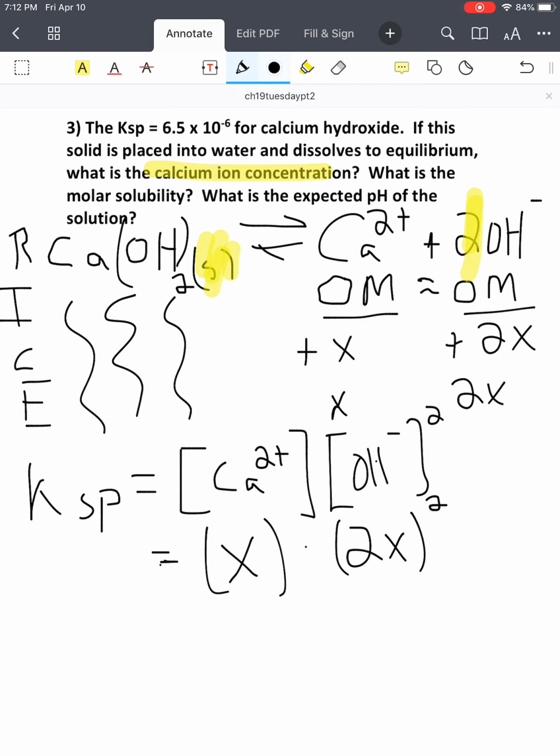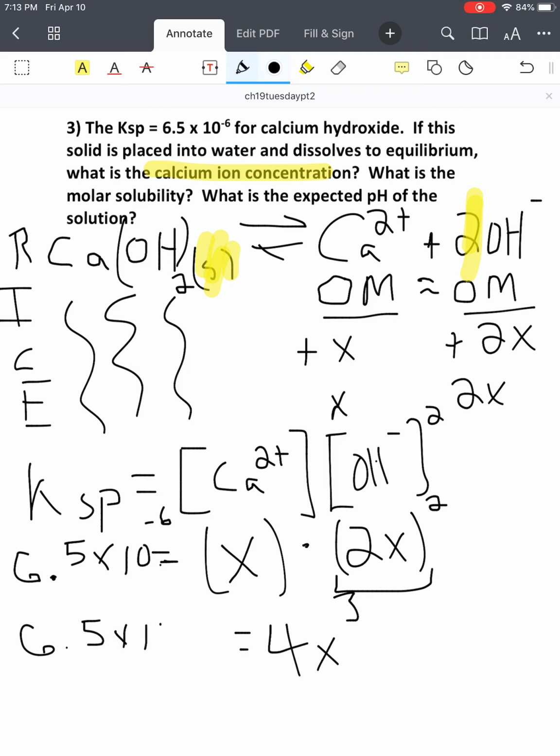Now we solve for x just like we would in any other equilibrium problem that we've worked. We know that the KSP is 6.5 times 10 to the minus 6. So you substitute that in, set it equal to x times 2x squared, and you basically solve. So the first thing I do is square this 2x, which makes 4x squared. And then once you multiply it by the x again, you get 4x to the third power. And that equals your KSP, 6.5 times 10 to the minus 6 in this case.